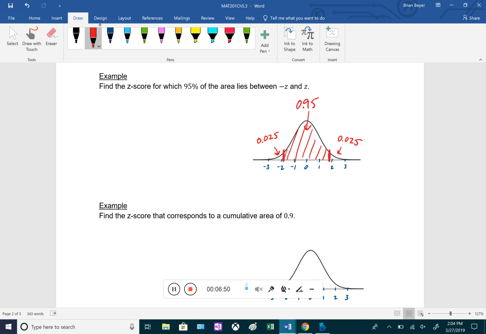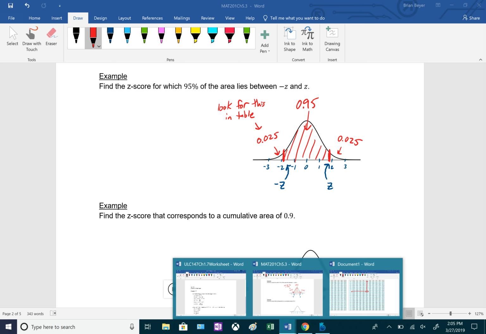Okay, so there was 95% of the area between them, which means there has to be 5% outside of them, which means 2.5% on the left, 2.5% on the right. So the value we're going to be looking for is this value in here. That's going to be our negative z, and then the positive version of it is going to be our positive z. So we're looking for this in the table, and we're going to see what z-score that corresponds to.